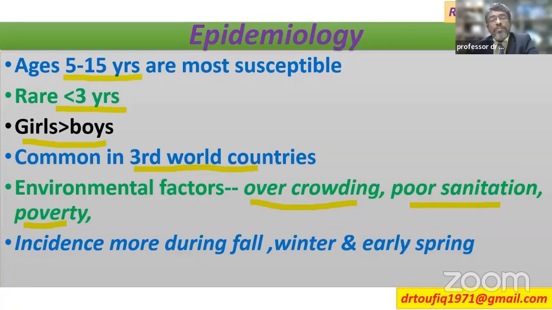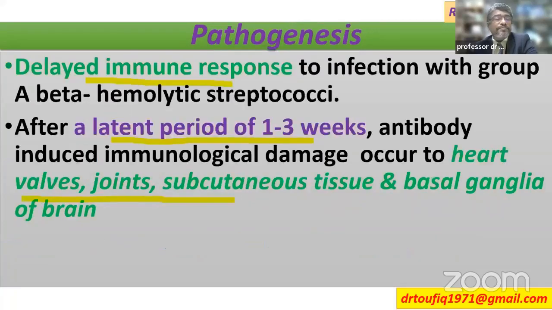There may be some environmental factors like overcrowding, poor sanitation, or poverty. Yes, low socioeconomic condition is a risk factor for rheumatic fever. This rheumatic fever usually occurs during the fall, winter, or early spring, when there is an increased chance of having sore throat infection.